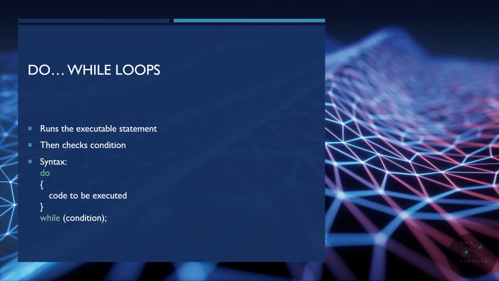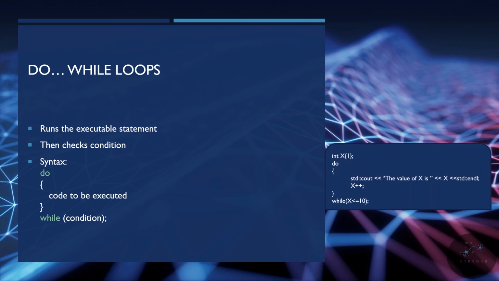So if we look at this in practice, we can have an integer x set at 1, and then we can output "the value of x is 1", and then we increment it so it's 2. The condition is that while x is less than or equal to 10, keep running this loop. So 2 is still less than 10. So we then do the loop again, and we print out "the value of x is 2". And we do this until we reach 10.